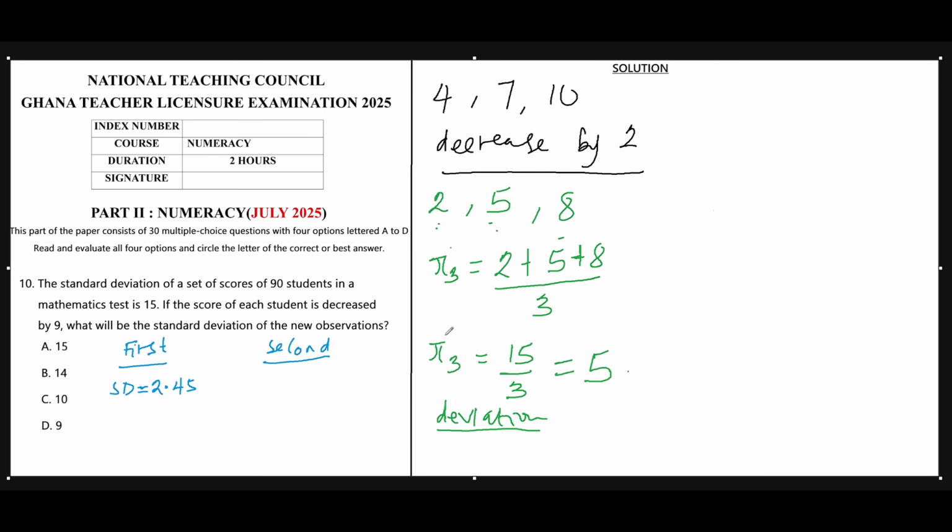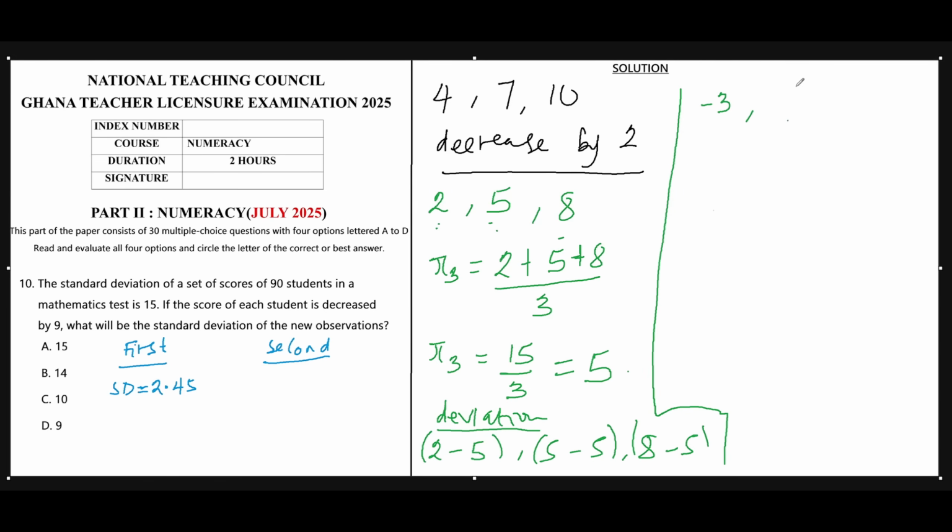So the first one, the deviation here will be 2 minus the mean, that is 5. The second one, 5 minus 5. On the third score, 8, so 8 minus 5. So let's see. 2 minus 5, we have minus 3. 5 minus 5, we have 0. And then 8 minus 5, we have 3.